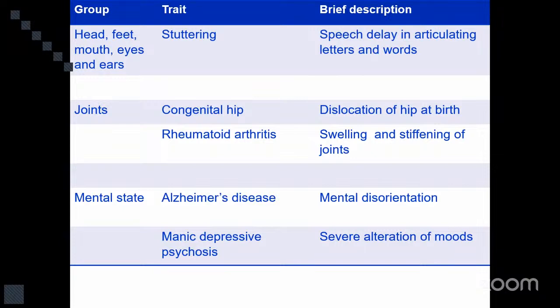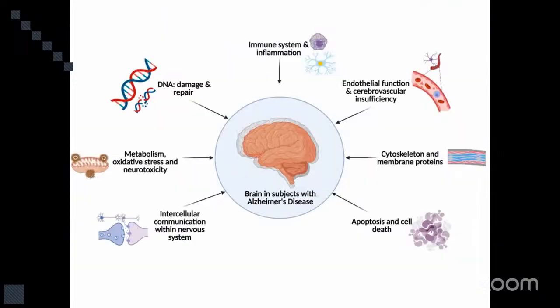Joints: congenital hip dislocation, and rheumatoid arthritis, which is swelling and stiffening of the joints. Mental state like Alzheimer, so you see Alzheimer disease can be transmitted in different ways, including multifactorial. You get the logic. Manic depression, manic depressive psychosis, which is actually severe alteration of moods. It's a classical case.